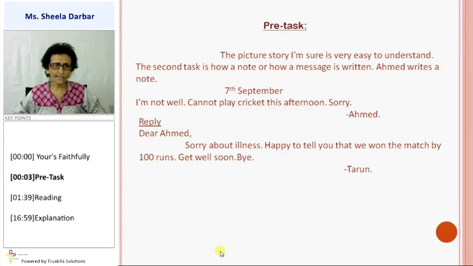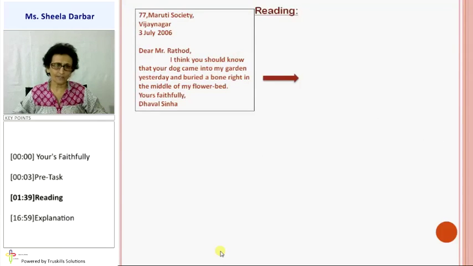So that is why it is a note and that is why it is a message. Only thing you remember is that in a message you must also write down the date. Now here we have the letters.